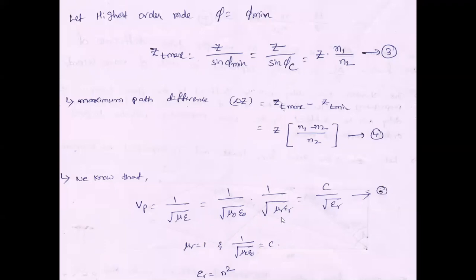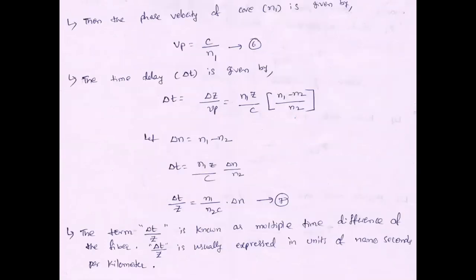This is for the practical case, where we assume that mu r is equal to 1, and 1 by root of mu naught epsilon naught is equal to the velocity of light c. Then it is equal to c by root of epsilon r. We know that the phase velocity of the core is equal to c by n1. Similarly, the phase velocity of the cladding is c by n2.